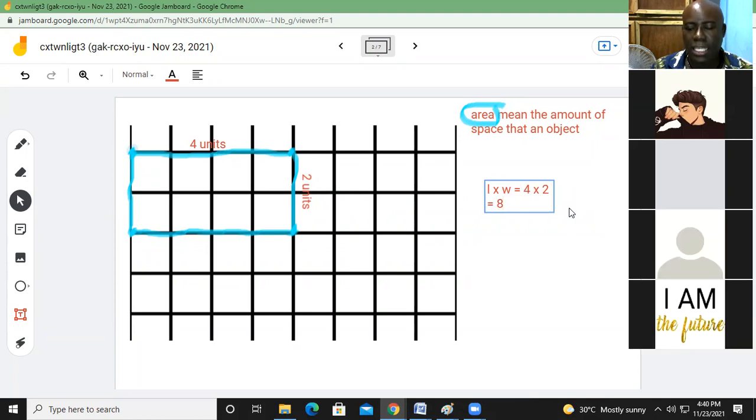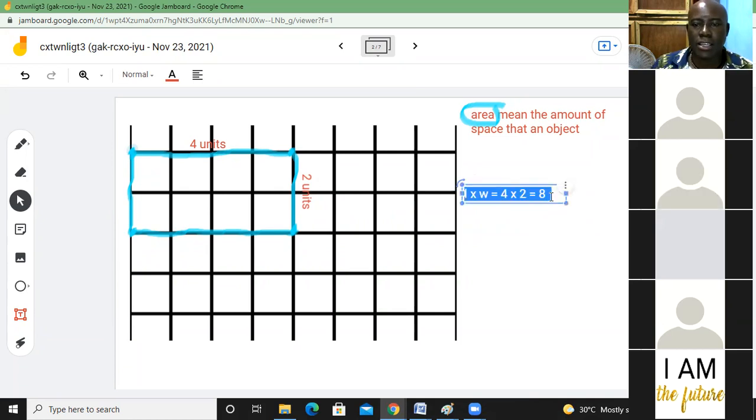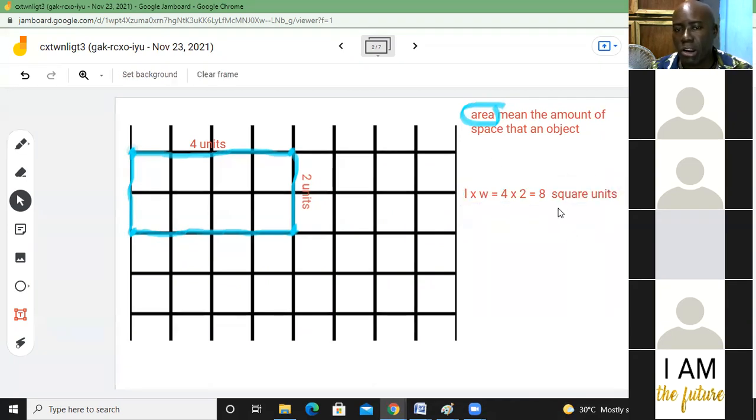8. All right. Now, what do you normally say when you're finding the area? You just say 8? 8 what? Unit squared. Right, I like that. 8 square units. We're going to discuss this right now. This is the biggest thing you're going to learn now. 90% of the world doesn't know this. Ready for it?